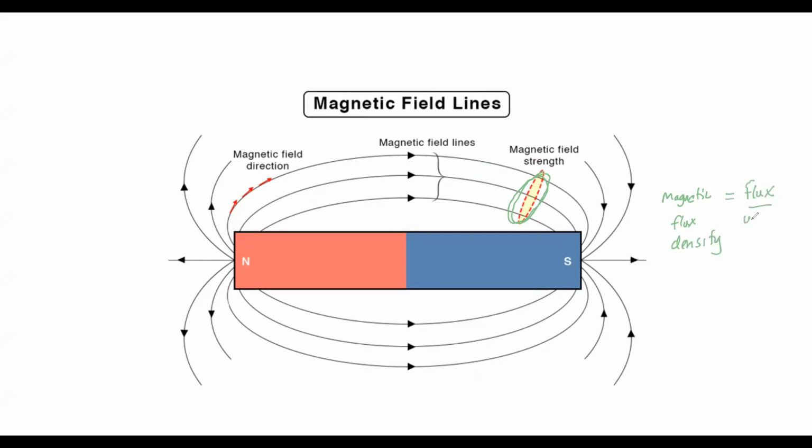So we need to take a certain unit area. If we take a certain unit area, the amount of flux going through that area is known as the magnetic flux density. I mean, how dense the magnetic field lines are through a certain unit area. That is what we mean by magnetic flux density.